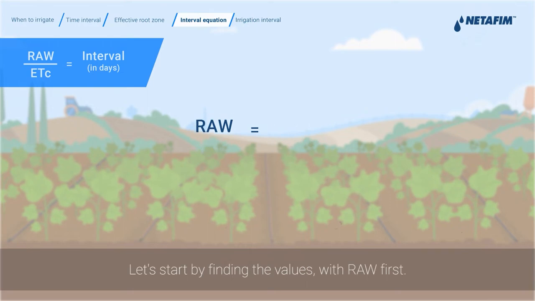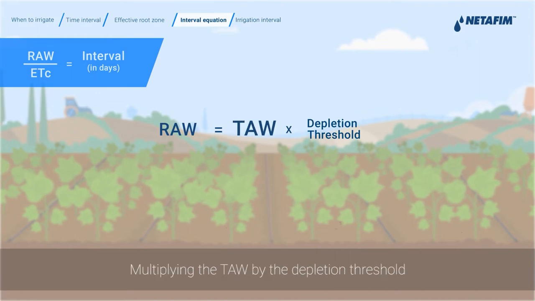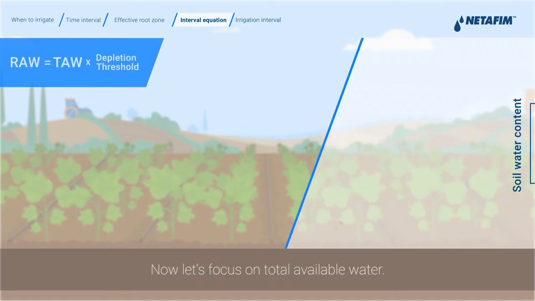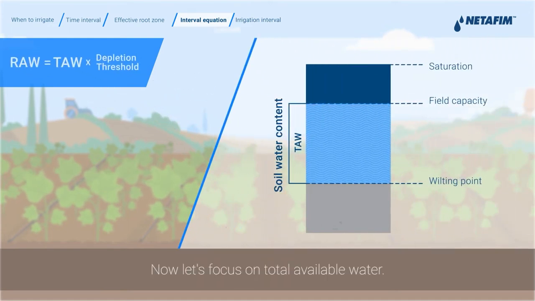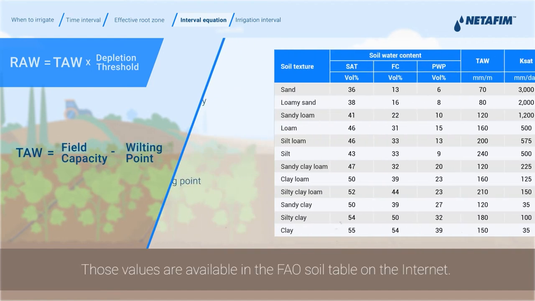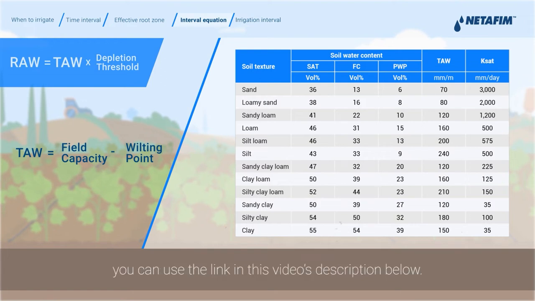Let's start by finding the values, with RAW first. The RAW is a calculated value. Multiplying the TAW by the depletion threshold will give us the RAW value. Now let's focus on total available water. TAW is the result of field capacity minus wilting point. Those values are available in the FAO soil table on the internet. Alternatively, for your convenience, you can use the link in this video's description below.